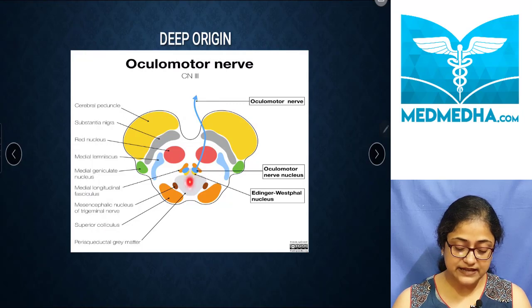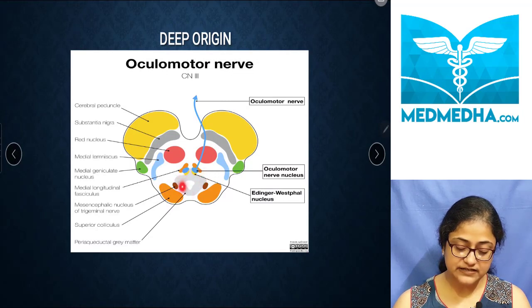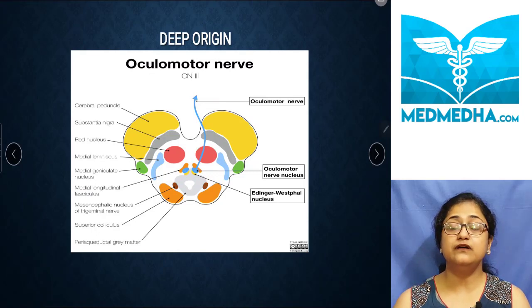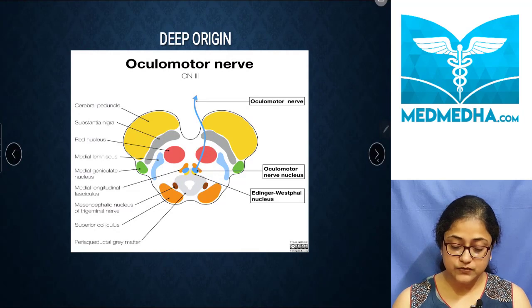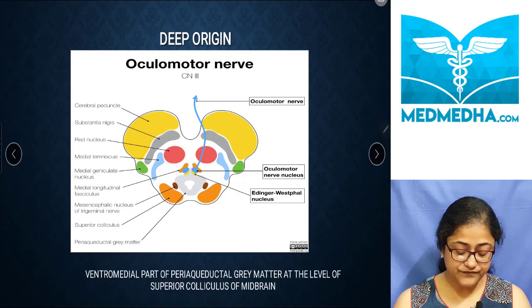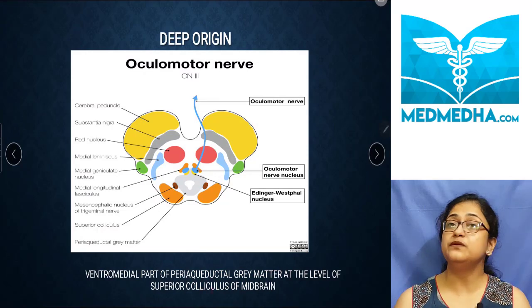Within this midbrain there is a cavity known as the aqueduct of Sylvius, and surrounding this cavity there is a sheet of grey matter known as the periaqueductal grey matter. On the ventral aspect of this periaqueductal grey matter is the origin of the oculomotor nerve in the form of the oculomotor nuclear complex. So there is a complex of nuclei present there. What is the deep origin of this nerve? It arises from the ventromedial part of the periaqueductal grey matter at the level of the superior colliculus of the midbrain. So this is exactly how you have to write.